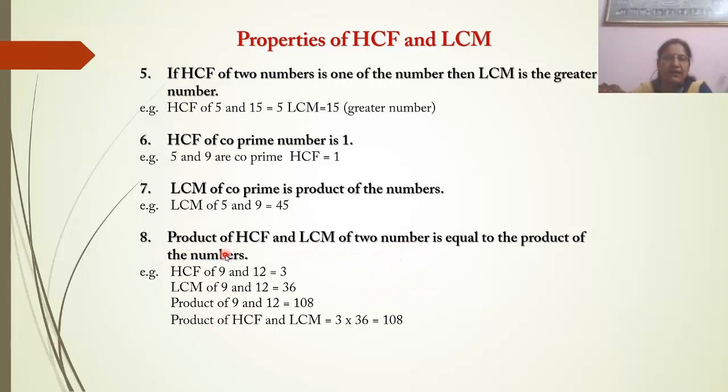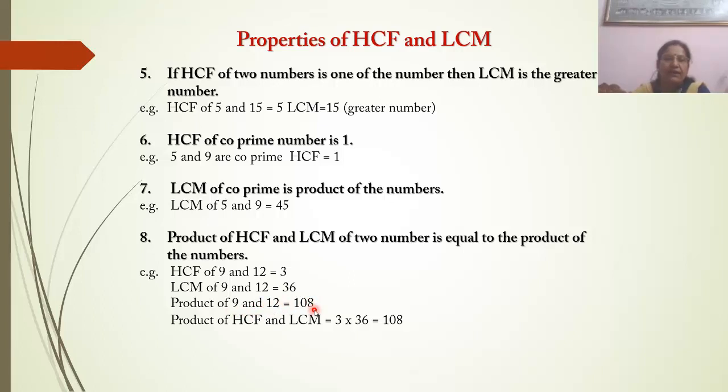If we take two numbers, 9 and 12, their HCF is 3. The LCM of 9 and 12 is 36. The product of 9 and 12, the two numbers we have taken, is 108.